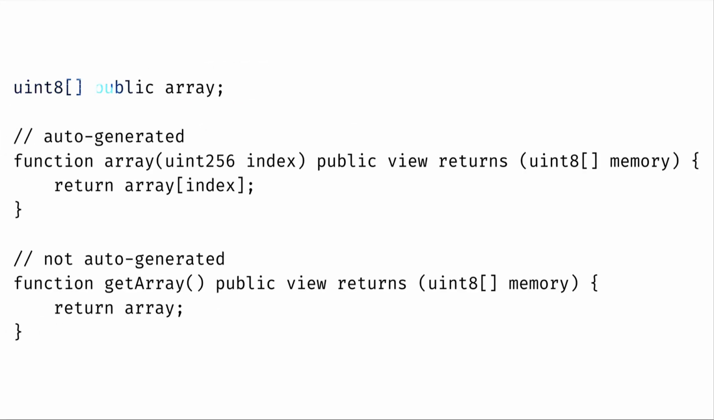When you declare a state array as public, Solidity auto-generates a view function for us. This is similar to what it also did for public state mapping types. It auto-generates a view function where it expects the index of the array as input and returns the element at the position of the passed index argument. If instead you want to have a view function that returns the whole array, well, that's also possible, but you just have to declare it yourself like this. So we just return the array directly.